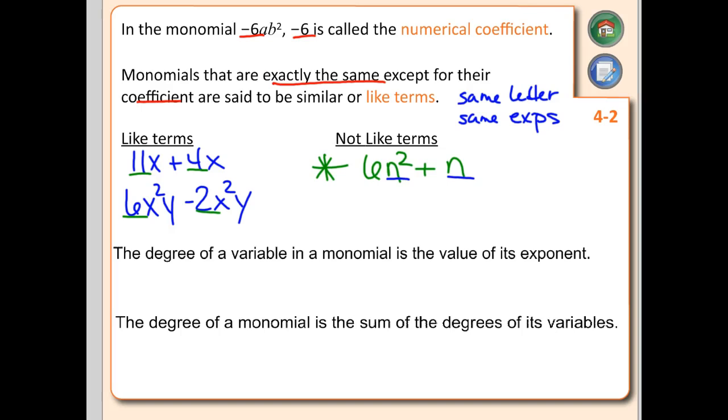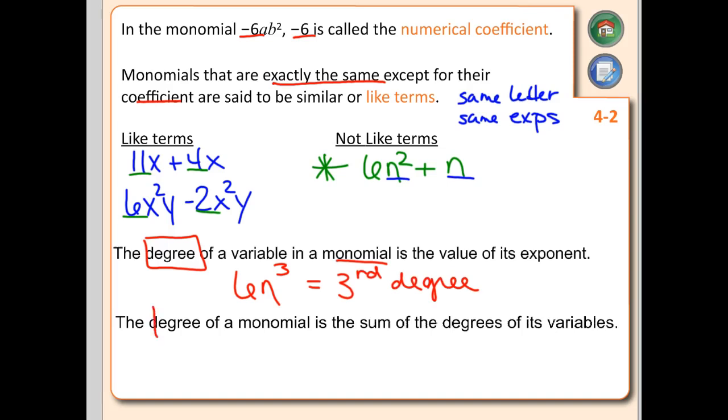Now, we've got a new idea to tackle. This word degree. This is the first time we've seen that. And it says the degree of a variable in a monomial, remember what a monomial is, just one term, is the value of its exponent. So when they're asking us about degrees, we're looking at exponents. So let's say I had 6n cubed. Well, there's only one letter, and its exponent is 3, and so this would be the third degree. Okay?